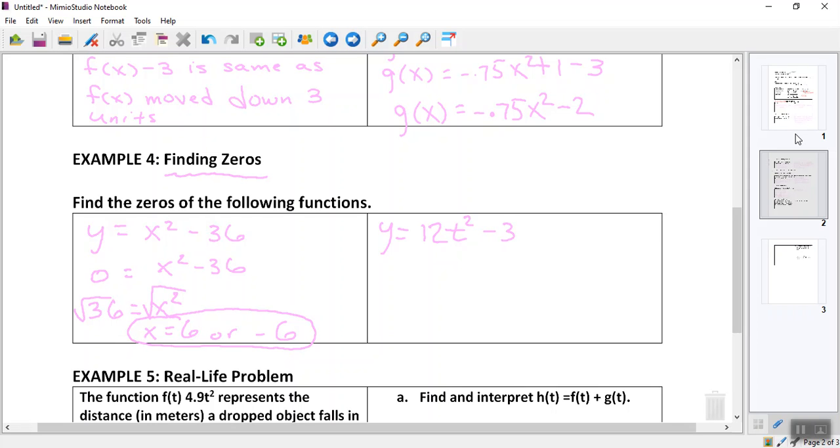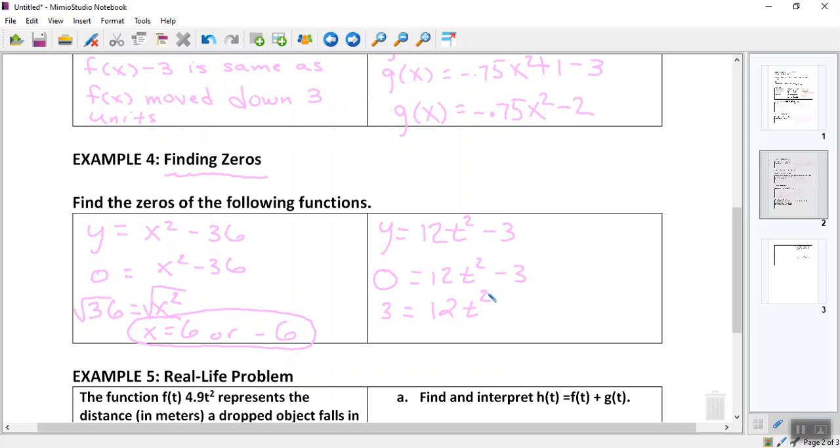What am I looking for here again, kids? Looking for t, but we want the zeros of this. So what do I have to set equal to 0, kids? Set y equal to 0. Let's try this. Let's try and get t squared alone first. What would I have to add to both sides, kids? 3. Add 3. So I've got 3 is equal to 12 t to the second.